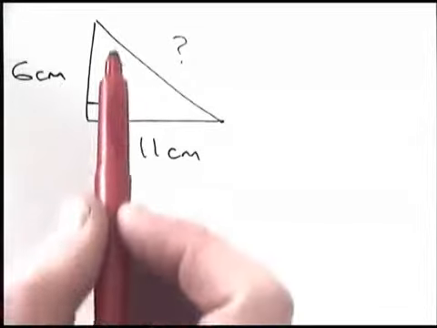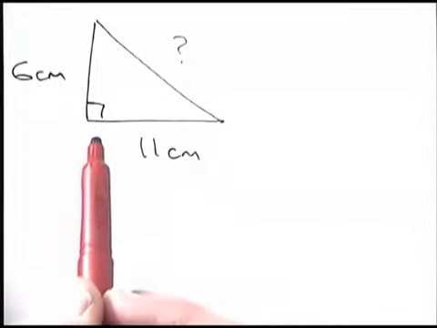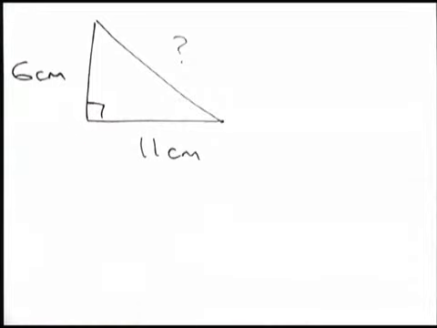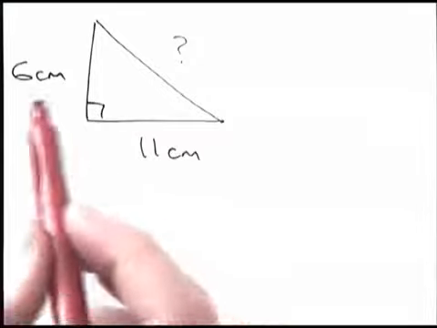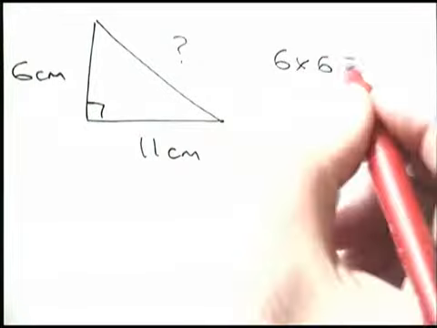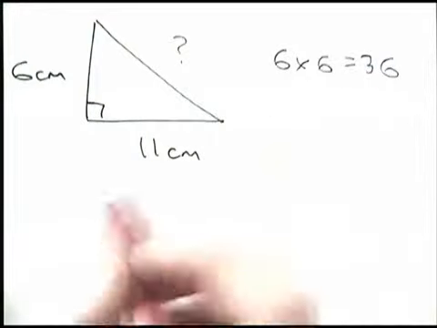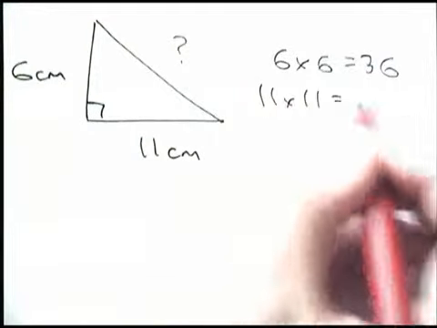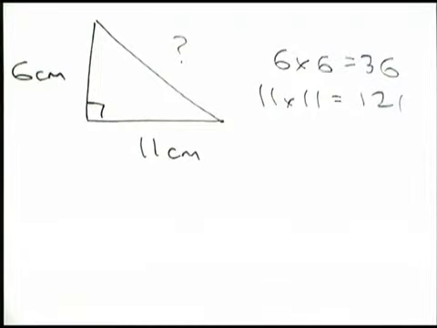We've got to find the longest side in this right-angled triangle. There are no other angles involved. So if you're finding a side and there are no other angles involved, you always do each side times by itself. So I'm going to do 6 times by 6, which is 36, and I'm going to do 11 times by 11, which is 121.